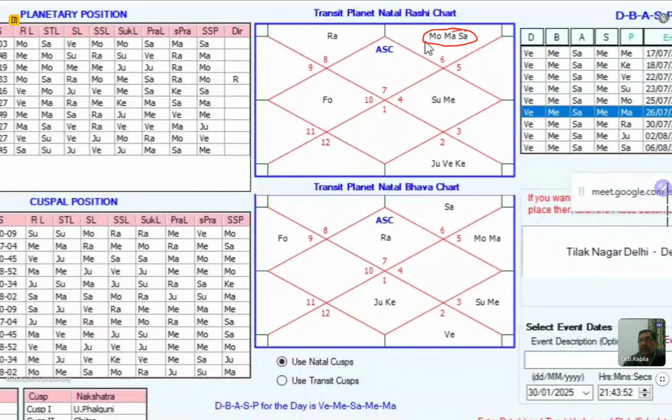Moon is in conjunction with which planet? Saturn. Saturn and Mars. Now, when Moon is in conjunction with Saturn, what happens? It delays the event. Vish Punar Yoga delays the event. Yes, sir. We have discussed it a number of times, right?